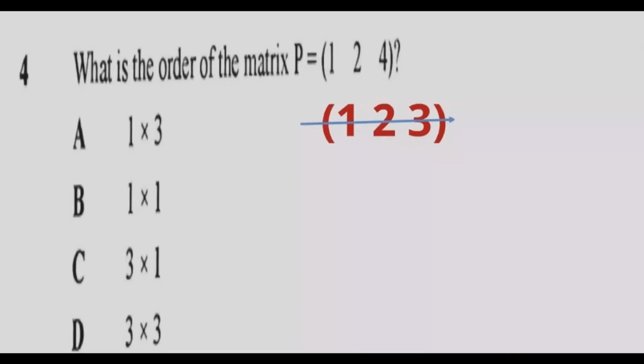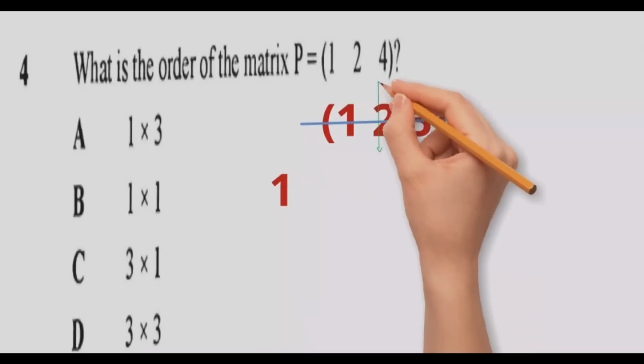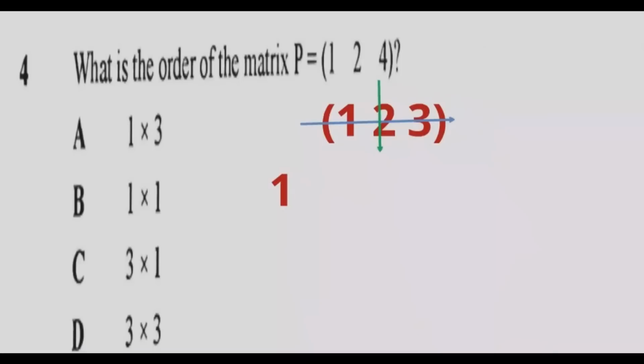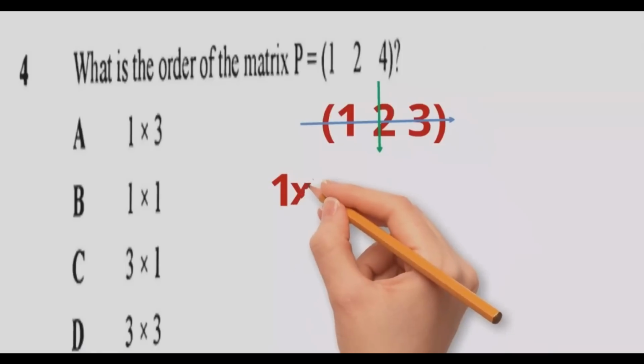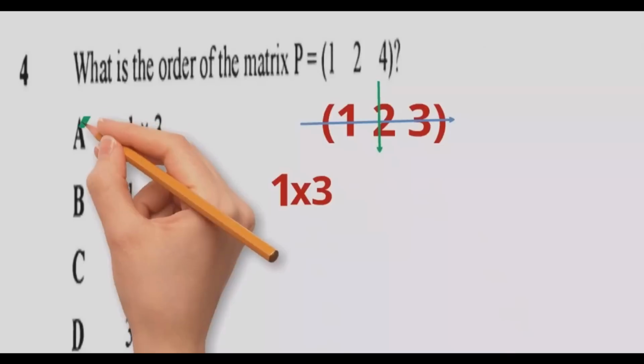When we look at matrix P, how many rows does this matrix have? It has one row, so we write 1. Then how many columns? When we count columns, there are 3. So the order of this matrix will be 1 by 3, and the correct answer is A.